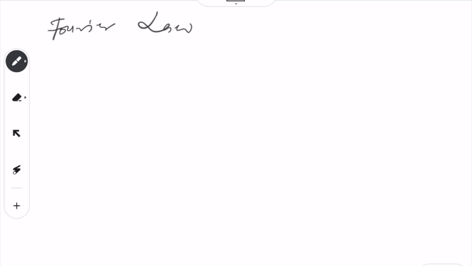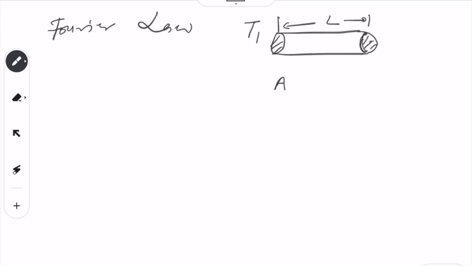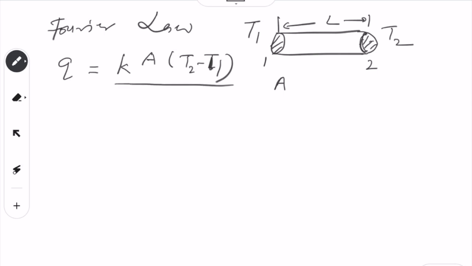It says that if there is a bar, something like this, with area A and length L, and temperature T1 at node number 1 and temperature T2 at node number 2, then Q, the heat flux, is equal to K times A times T2 minus T1, divided by L.